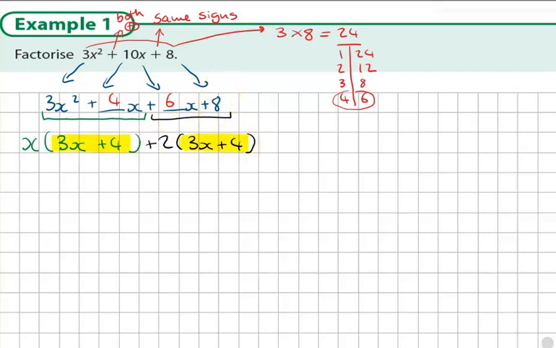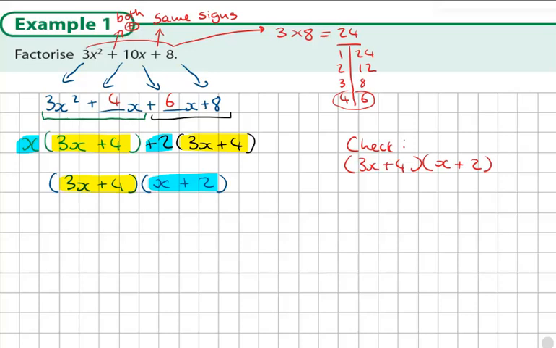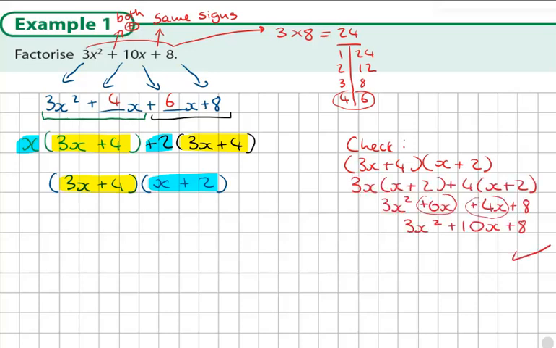So my brackets match. So 3x plus 4 is the first part of my answer. And then x plus 2 is the second part of my answer. So this is my answer, 3x plus 4 times x plus 2. So I check by multiplying out the brackets, get back to the start, so I know I'm right.